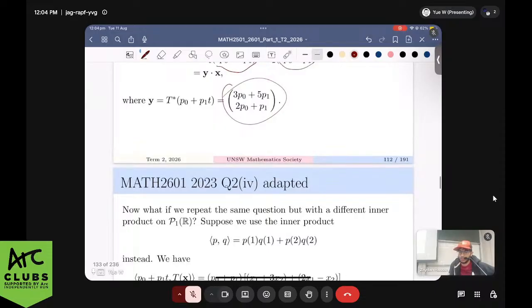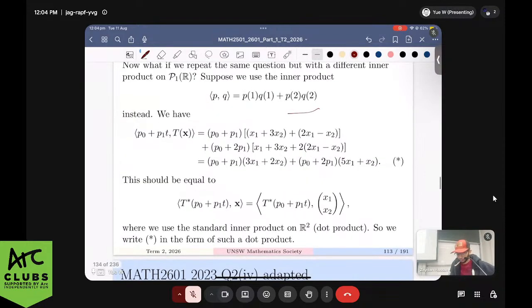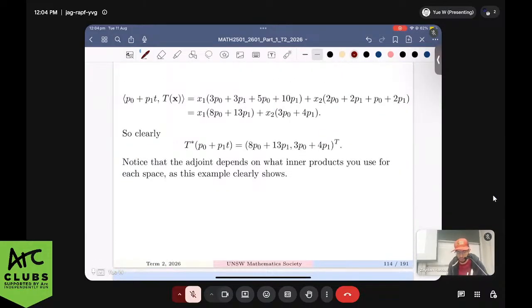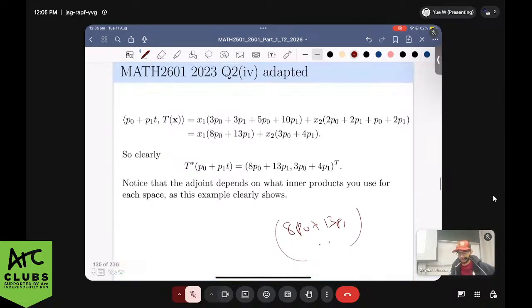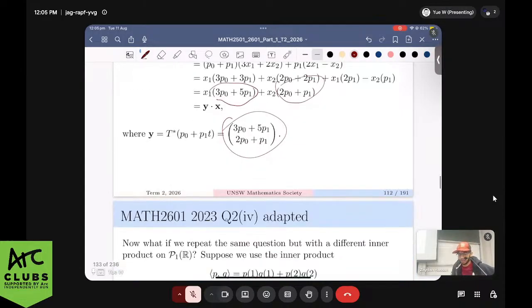Now, if you repeat the same question with a different inner product, for example this one here, you find that we get something else. I won't go through the details, but you get this here, 8P0 plus 13P1 as the first entry. Sorry, my handwriting is terrible. The second entry doesn't matter, because what I'm saying is this is going to be different from the one we found before, which shows that the adjoint is different based on what inner products you define.